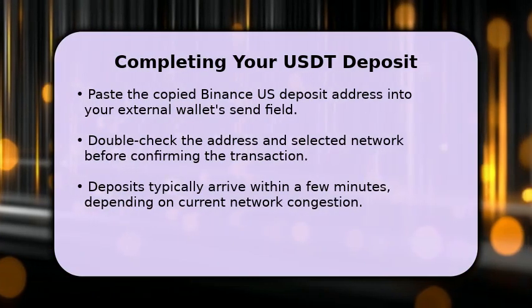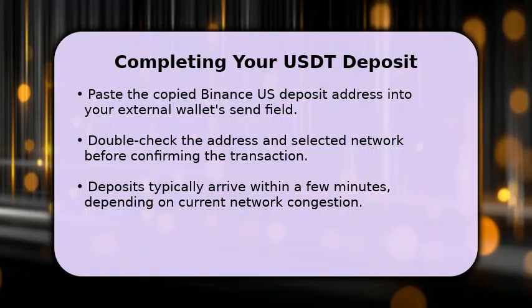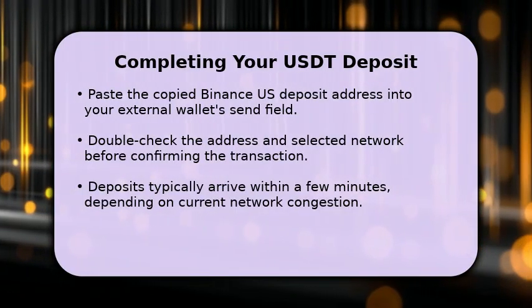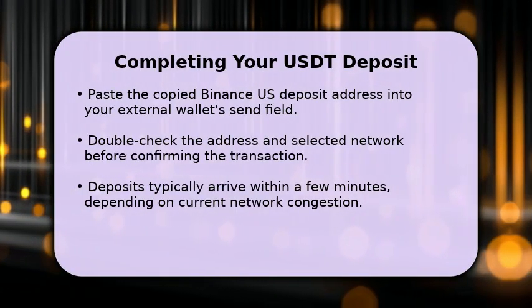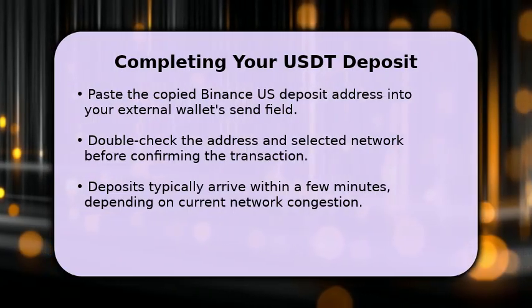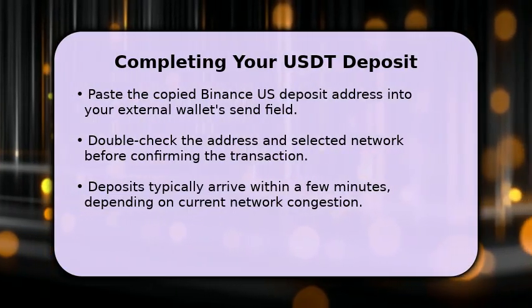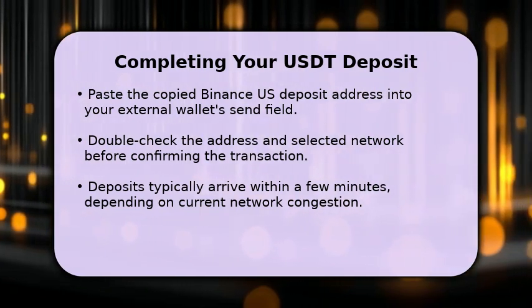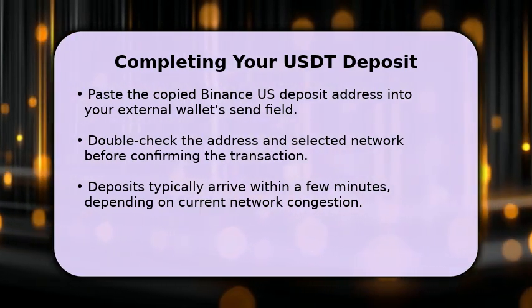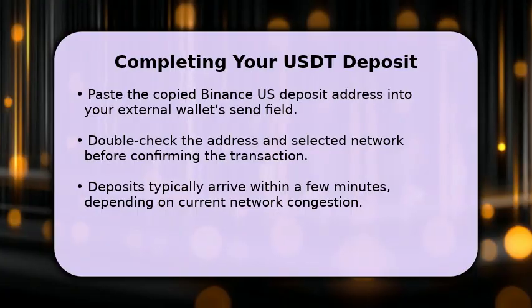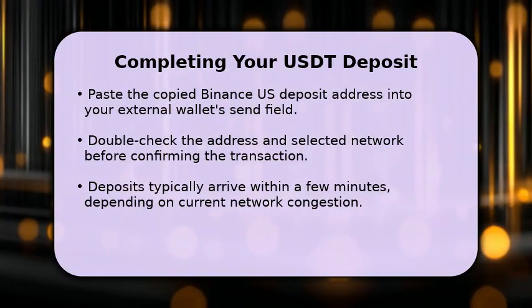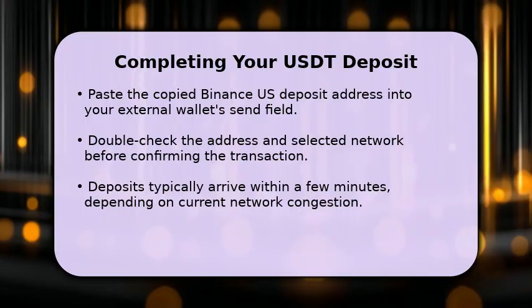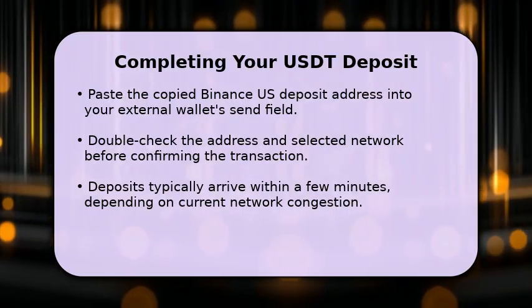With your Binance US deposit address copied, go to your external wallet or exchange. Paste the address into the recipient field. Before confirming, take a moment to meticulously double-check that both the address and the network are correct. This step is crucial to prevent errors. Once confirmed, your USD will be sent and typically arrive in your Binance US account within a few minutes, though times can vary.